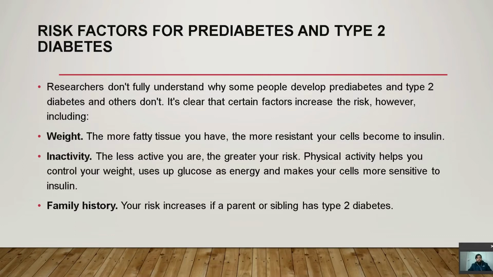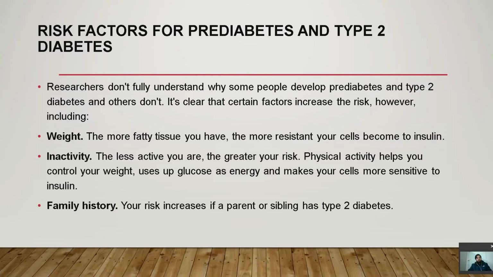Researchers don't fully understand why some people develop pre-diabetes and type 2 diabetes and others don't. It's clear that certain factors increase the risk, however, including weight. The more fatty tissue you have, the more resistant your cells become to insulin. Inactivity. The less active you are, the greater your risk. Physical activity helps you control your weight, uses up glucose as energy, and makes your cells more sensitive to insulin.